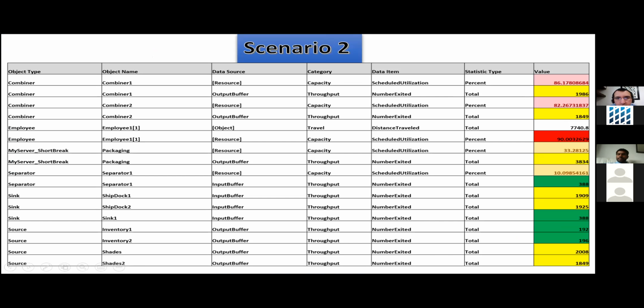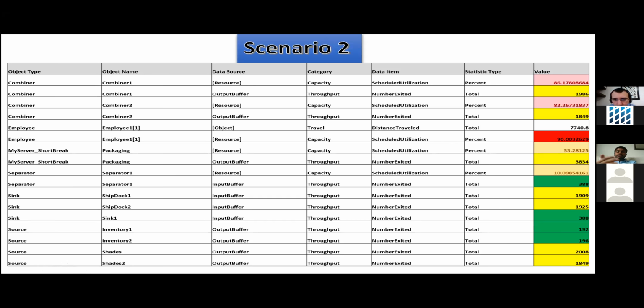And the results, we see the utilization of that employee has gone down from 99% to 90%, which means that he will have enough time to take breaks if he needs to go to the loo or whatever. What if the machinery simply breaks down? We are not using anything above 90% now. So the combiners are working within their safe capacity, safe limit, 86%.